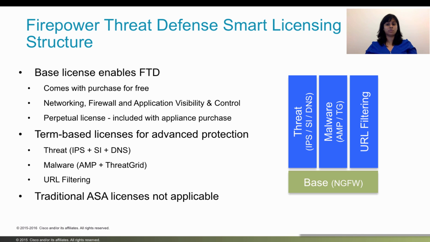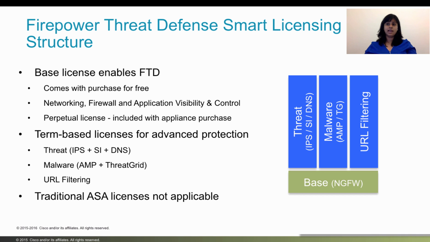To provide you with a better experience with licensing as well, Cisco is moving towards the model of smart licensing, and FTD follows the same. The licenses are not tied to a particular device, but stored in your account on Cisco's Smart Software Manager. But if you're familiar with the traditional ASA with Firepower Services licensing, here is a mapping for you. The base license comes free and includes networking, firewall, and application visibility and control. Beyond that, you can purchase term-based licenses for advanced threat protection, including threat or IPS, malware, and URL filtering.